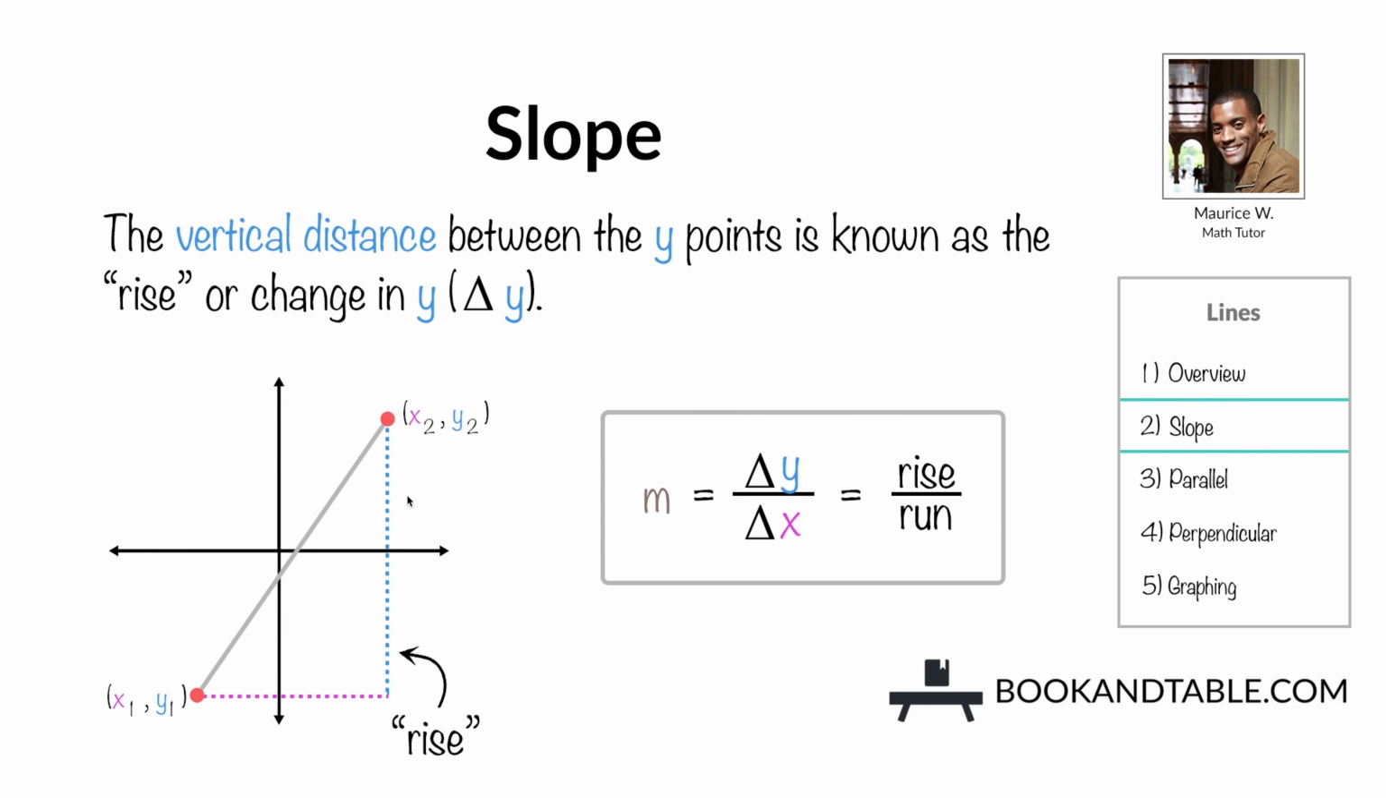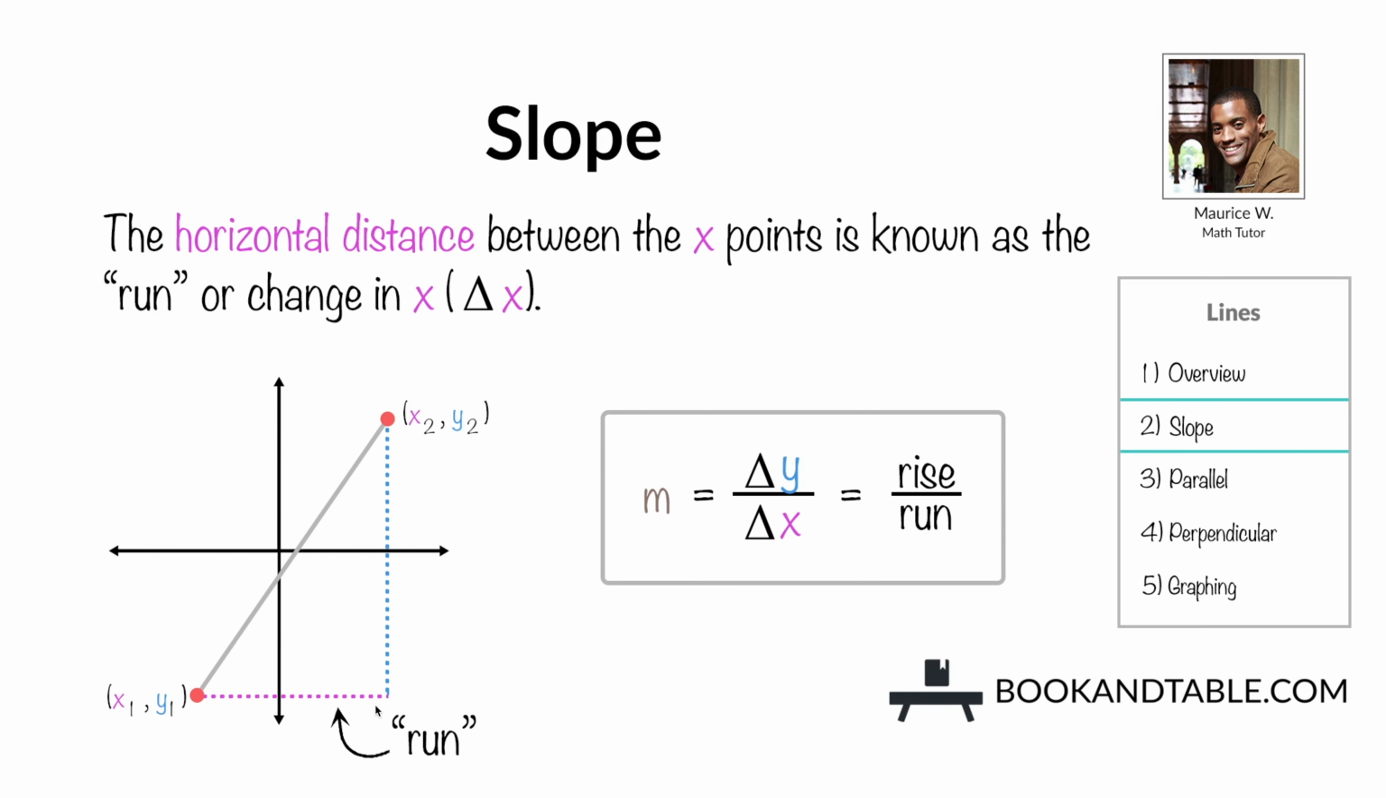Well, the vertical distance between the y points is also known as the rise or the change in y. So we're moving from this y value to this y value. That distance is how much we are rising.